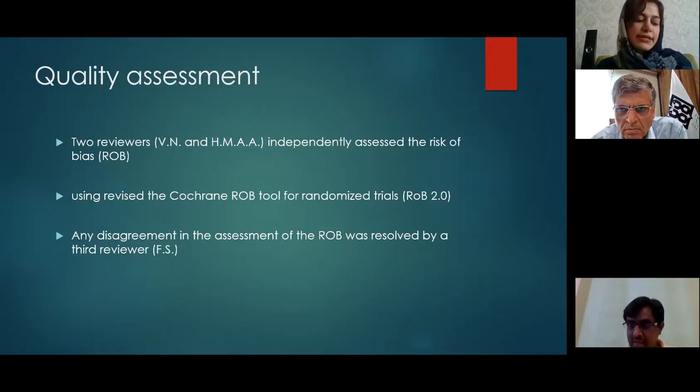It measures the inter-rater reliability. Yeah, that's what inter-rater reliability is for quality assessment you are asking, right? Yes, it measures, yeah. It is one part of the quality assessment for the selection of the studies.